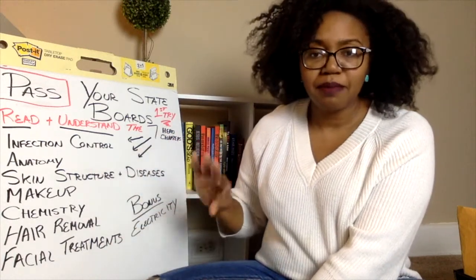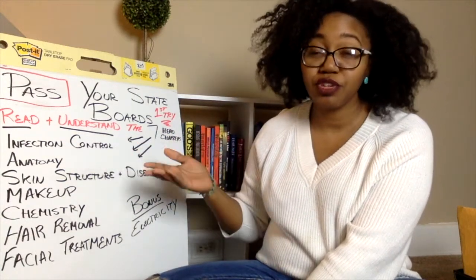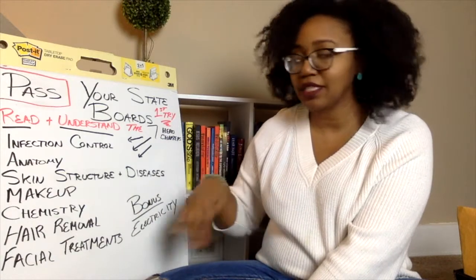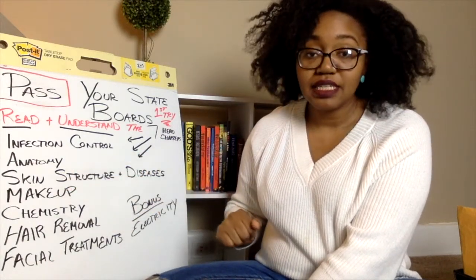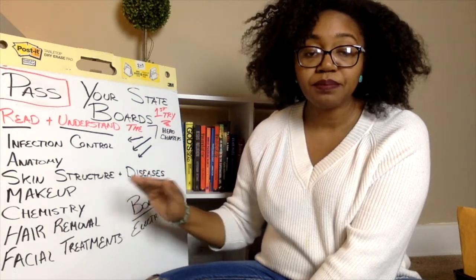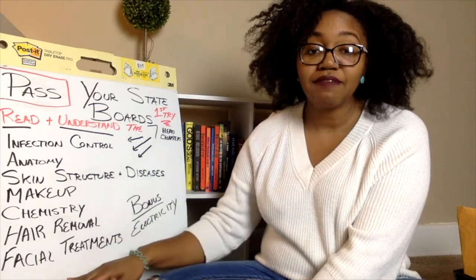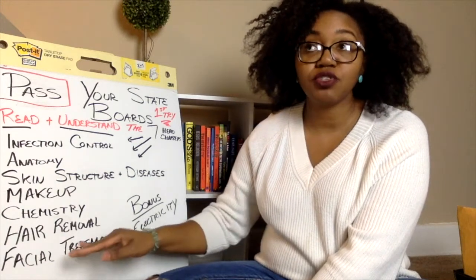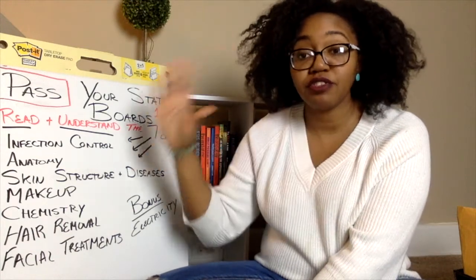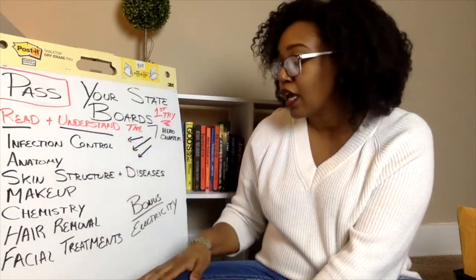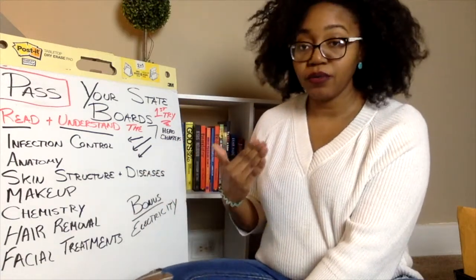In each textbook, they might be referred to a little bit differently. So infection control in Pivot Point is referred to as microbiology, same difference. Anatomy, skin structure and diseases, makeup, chemistry, hair removal or waxing, and facial treatments. Sometimes there's a basic subsection and then there's an advanced subsection with devices. The same difference, I want you to know all of those, okay?